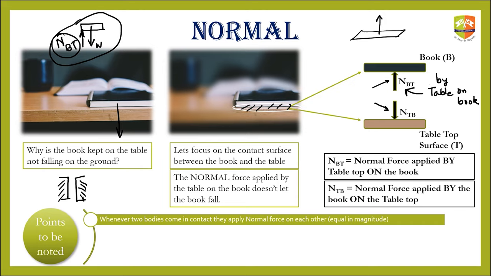So this is one surface, this is another surface which are coming in contact. One surface is applying a normal force like that, and the other surface will be applying a force like that, right? So there will be two normal forces, and both will be equal in magnitude but opposite in direction, and the two forces are acting on two different objects.